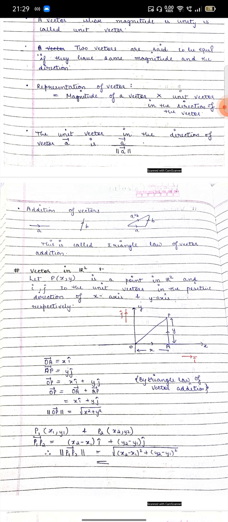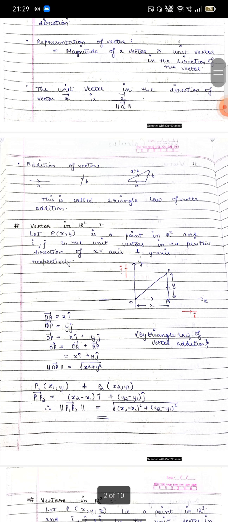Last, addition of vectors. Now take two vectors A and B. Now the line segment opposite to the A and B line segments is A plus B. This is called the triangle law of vector addition.